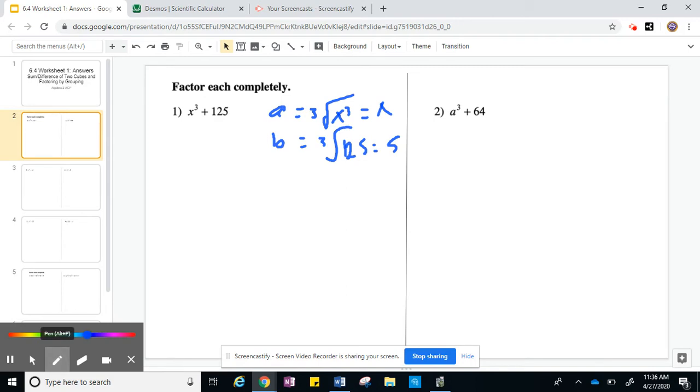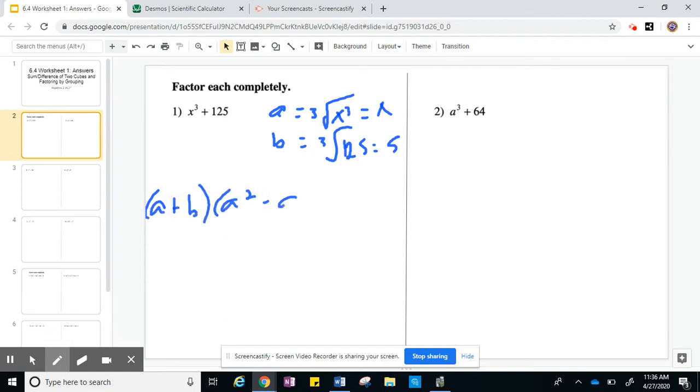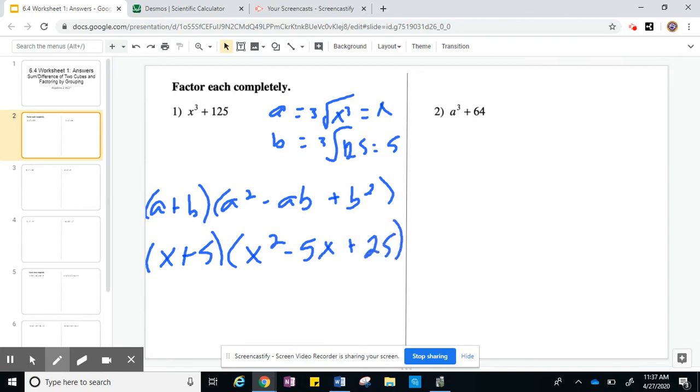So now we need to do our sum of two cubes. So we know that that's a plus b times a squared minus a times b plus b squared. So in this case, that's x plus 5, and then x squared minus 5 times x plus 5 squared, which is 25.